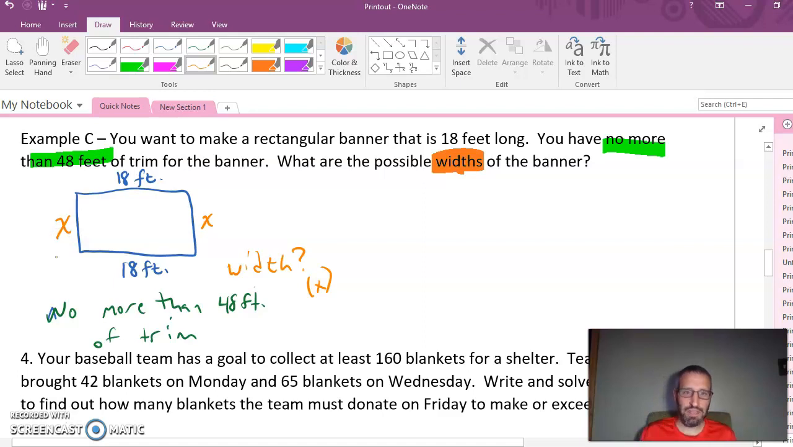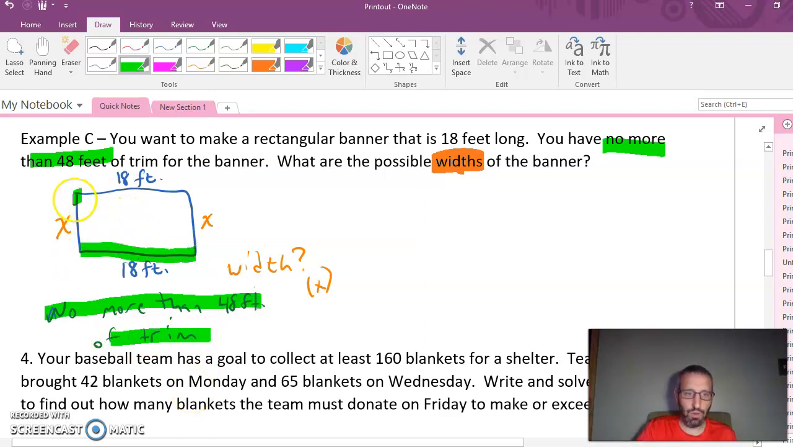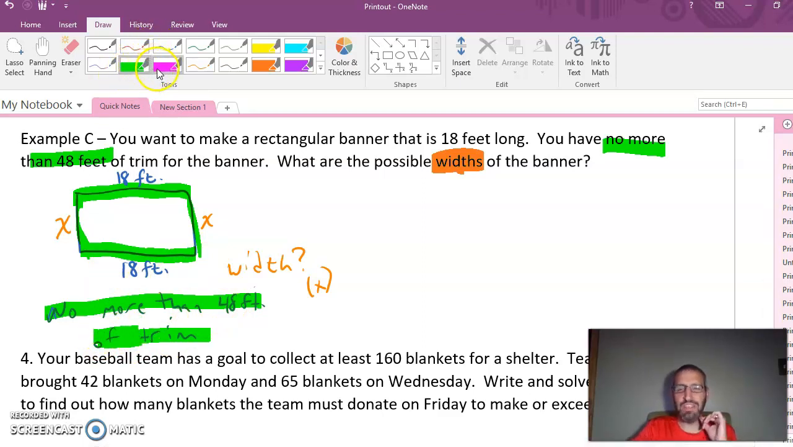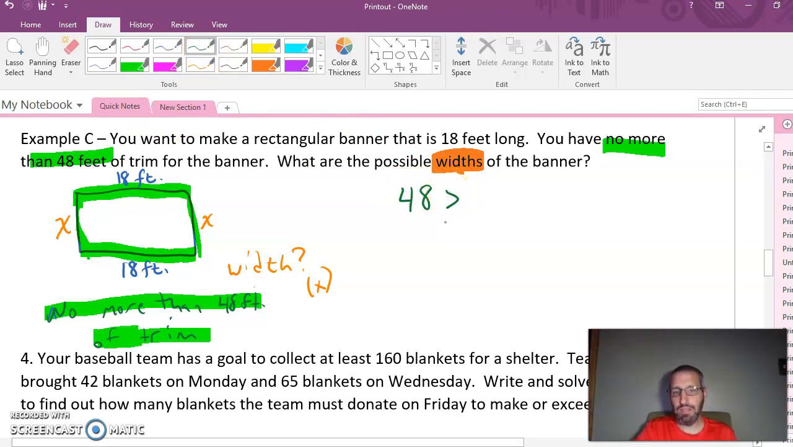Okay? Now, for me, I'm going to start over here again, with the thing that sounds like my inequality. It says no more than 48 feet of trim. Remember, trim is around the outside, right? That's going to go along the outside of this rectangular banner. And if I want no more than 48 feet, that means 49 feet is bad. 47 feet is okay, but 49 feet is bad. So to me, 48 feet is the biggest number that I can achieve. So I'm going to open up my inequality sign to go to that 48 feet.